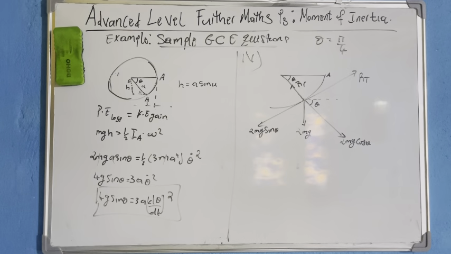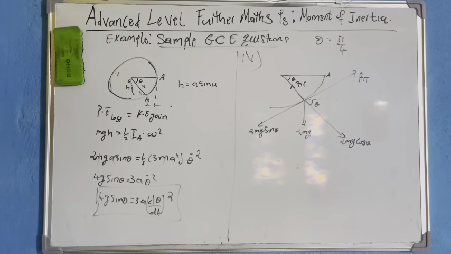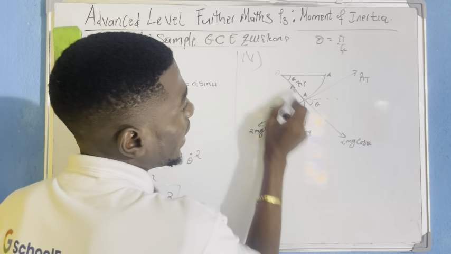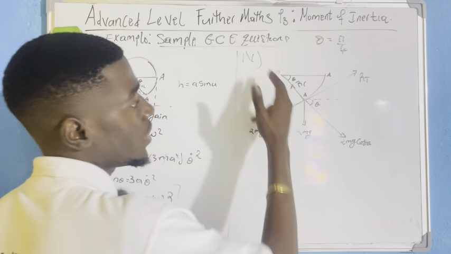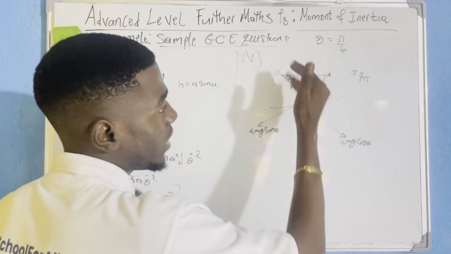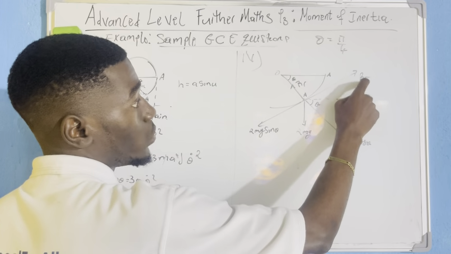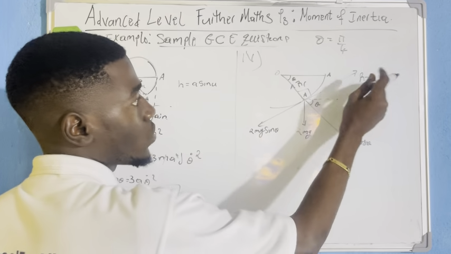Then from there, we are asked to find the component of the reaction along the axis perpendicular to AO. Where is AO? This is A, this is O. Which component of the reaction is perpendicular to AO? It cannot be the radial, because the radial is along AO. So it is the tangential component of the reaction force, perpendicular to AO. So I'm using this one.